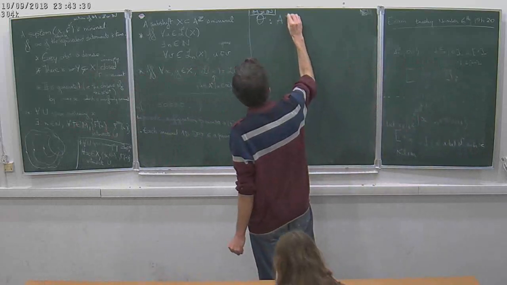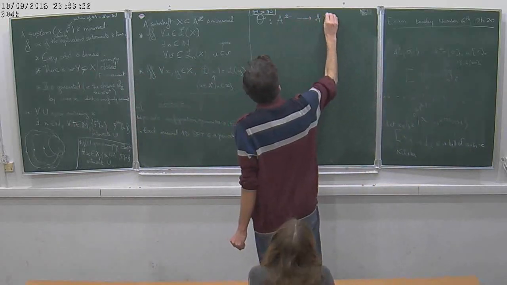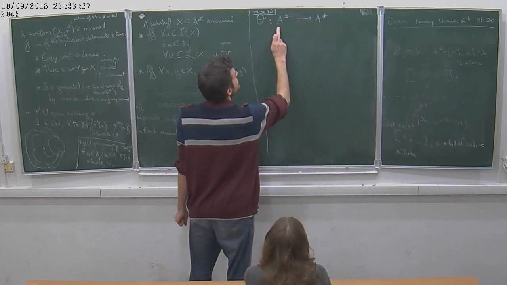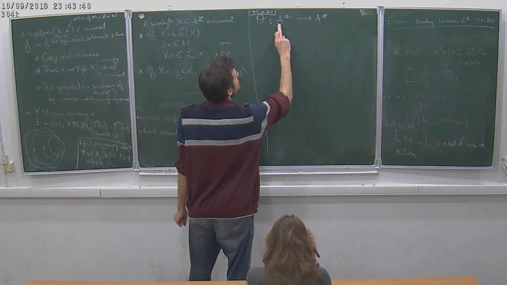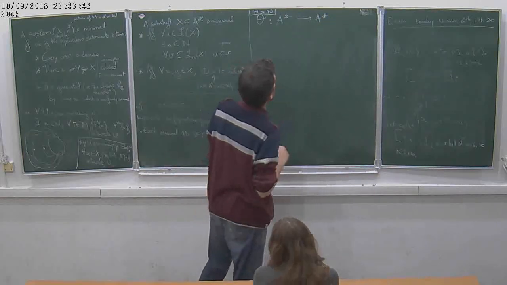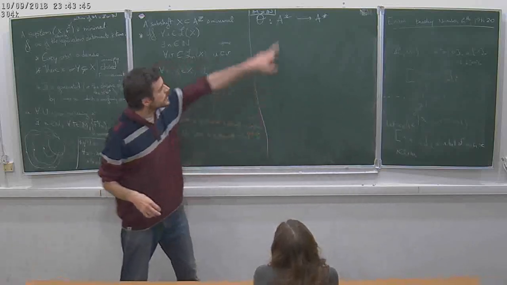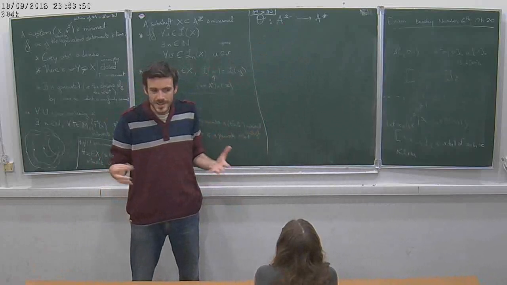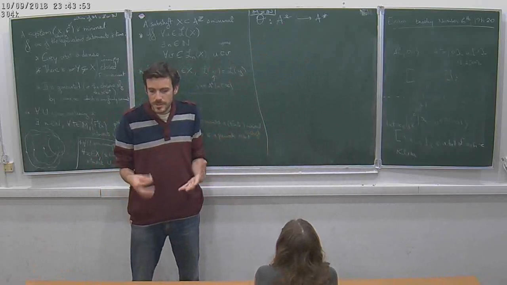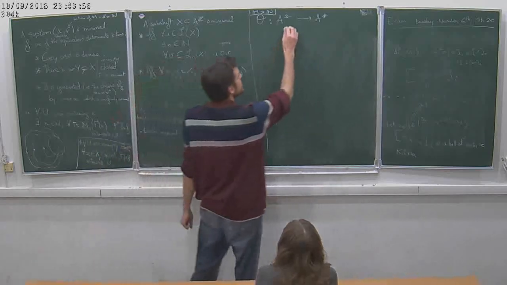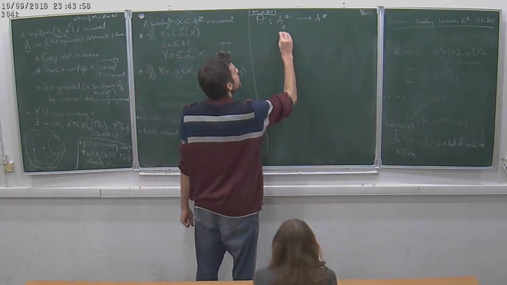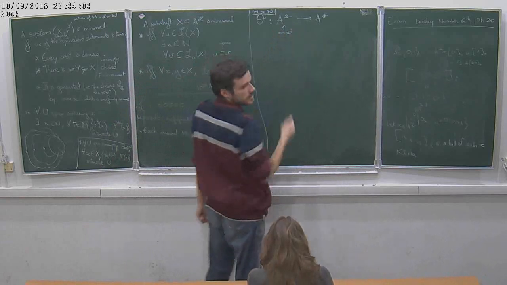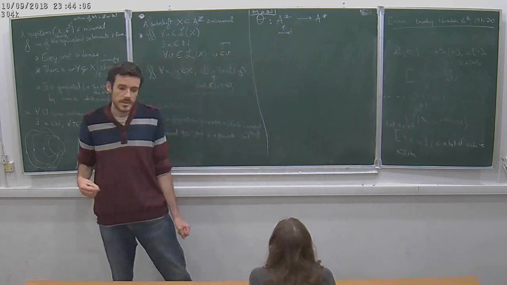So, if you have a map from the set, you remember this notation? This is the set of finite words over alphabet A. What can you say about this set? It's a set, but also a little more than a set. There is some structure: it's a monoid, a free monoid. The operation is concatenation, and the neutral element is the empty word.